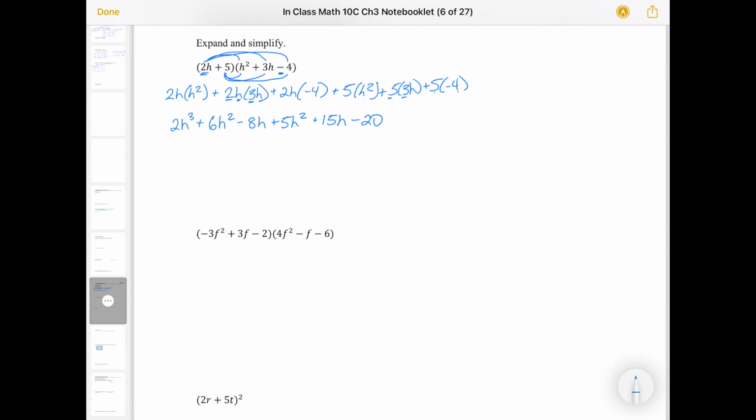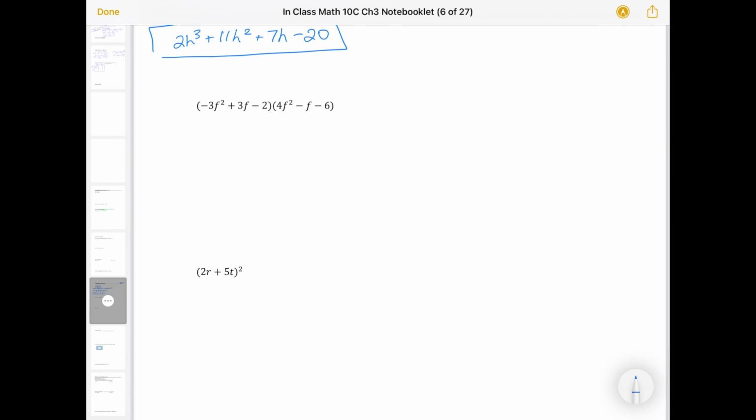Right, and now I need to group my like terms. So I'm going to have 2h cubed plus, well, I've got a 6h squared plus 5h squared, so plus 11h squared. I've got a negative 8h and plus 15h. So that is going to be plus 7h and minus 20. All right, so then that would be my answer here. Exactly the same as before, just more things to do, more steps.